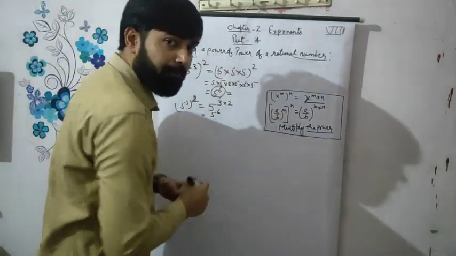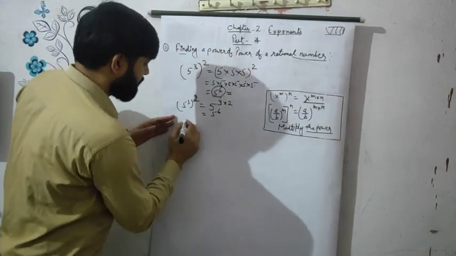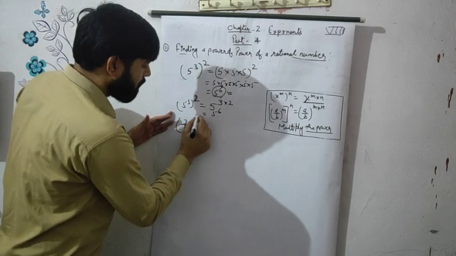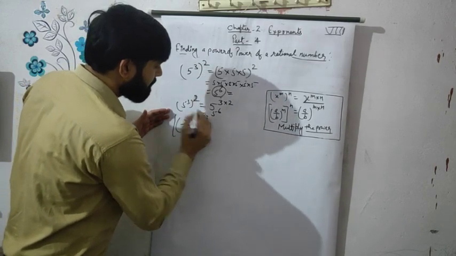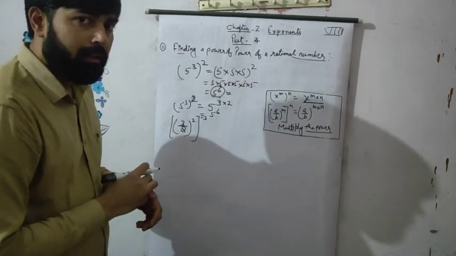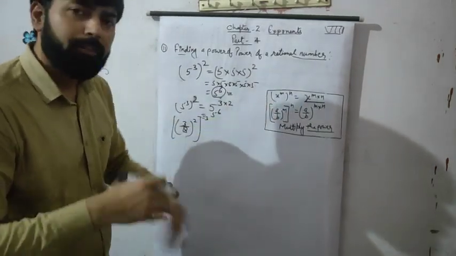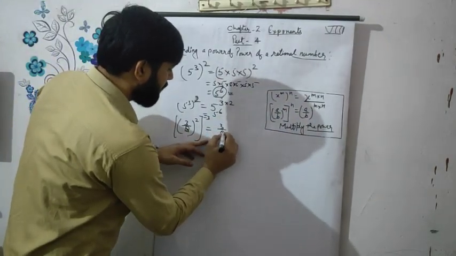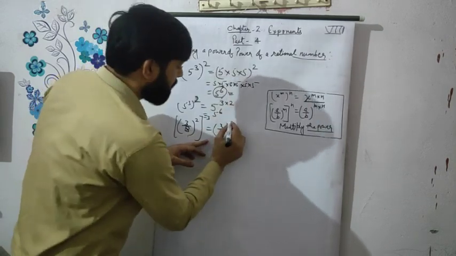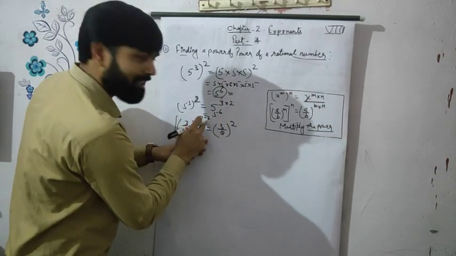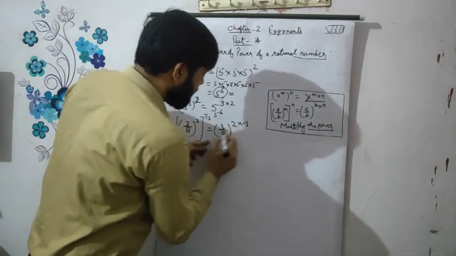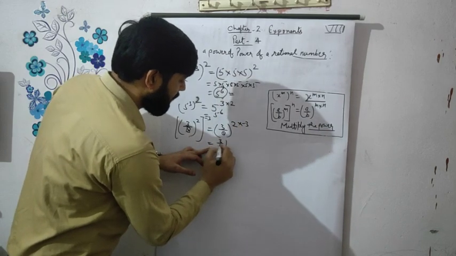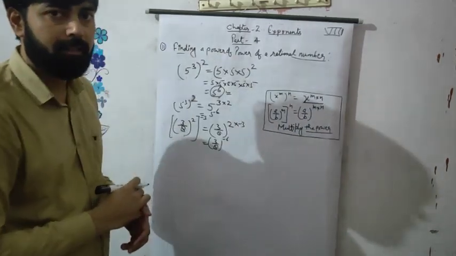Now next, if we have a rational number in this form, 3 upon 8 raised to the power 2, and the whole power given is minus 3. So how can we find it? Same as before, we can use this law and find the answer. 3 upon 8 raised to the power 2 multiplied by minus 3. We know that plus into minus is minus, and 2 threes are 6. So 3 upon 8 raised to the power minus 6.